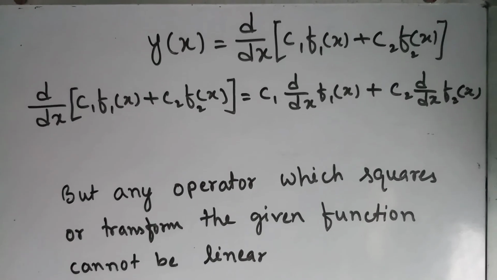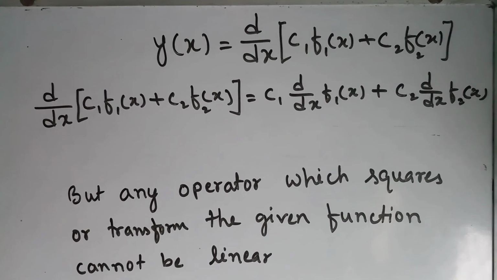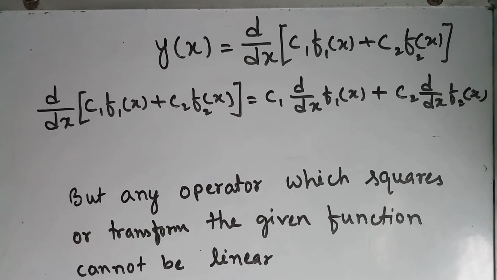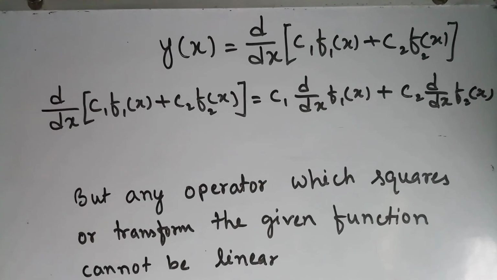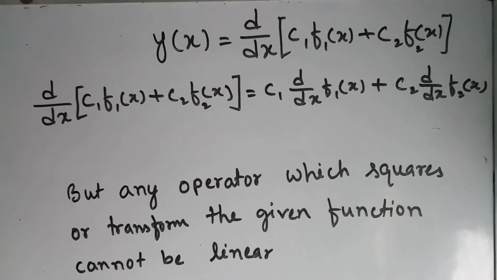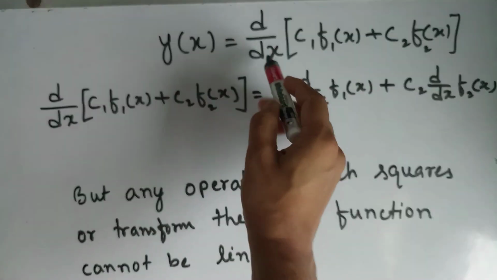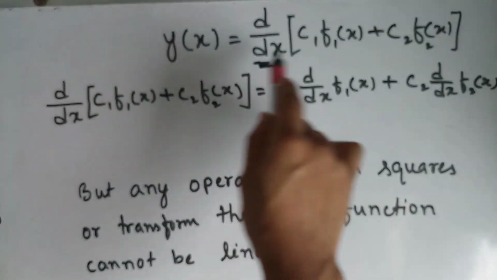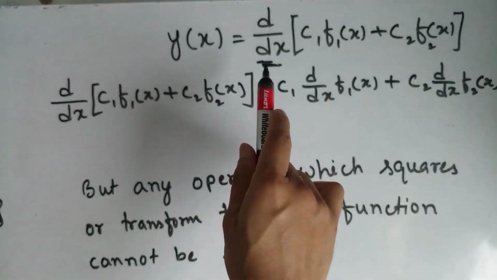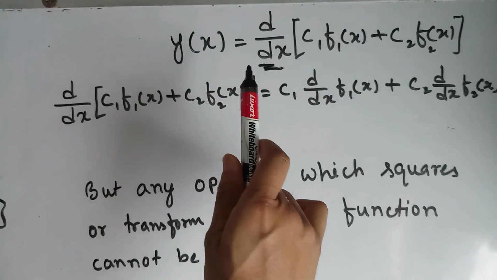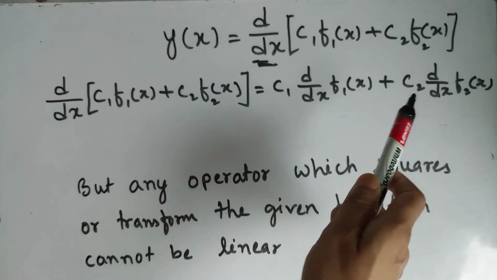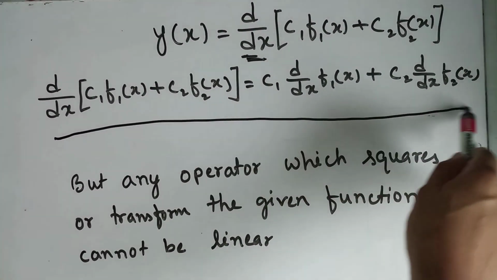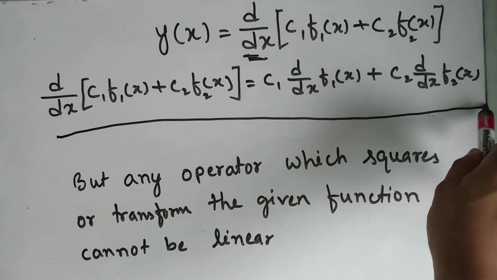Okay, so we just take an example. Suppose y(x) is equal to d/dx of [c1 f1(x) + c2 f2(x)]. So your operator here is d/dx. So in this case, this differential operator is a linear operator. Why? Because it follows this equation, which is exactly your rule.